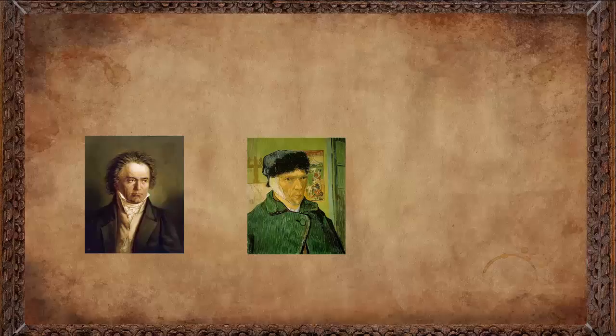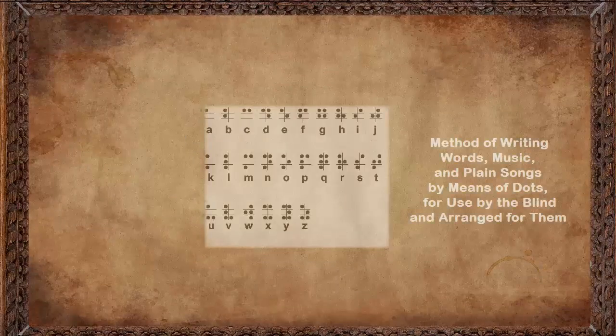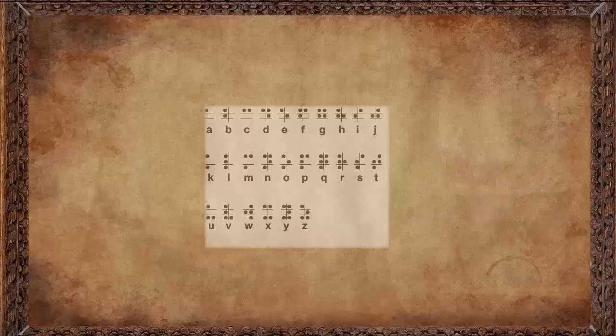Perhaps that's why 50 years later the painter Van Gogh would let his ear go for a self-portrait. At about the same time Beethoven's Ninth Symphony premiered, a book came out. It was a strange book written by a teenager. It was called Method of Writing Words, Music and Playing Songs by Means of Dots for use by the blind and arranged for them. The system was invented so blind people could read.